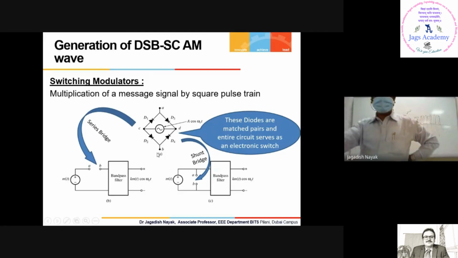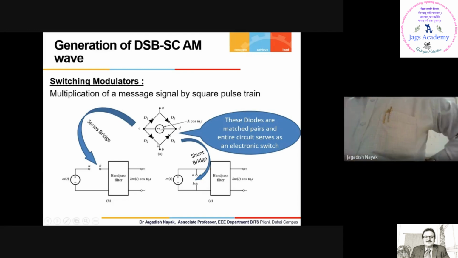Ultimately, what is generated here between A and B? A square wave. A square wave is generated between A and B. It is going to be fitted here between A and B. This is called a series bridge. This is called a shunt bridge. So this is acting like a switch based on the frequency of this A_c cos omega_c t.